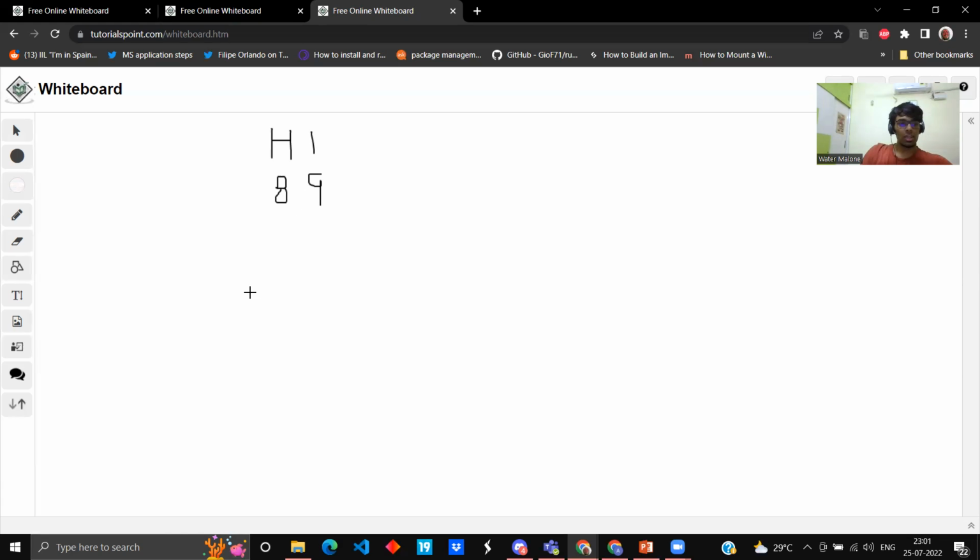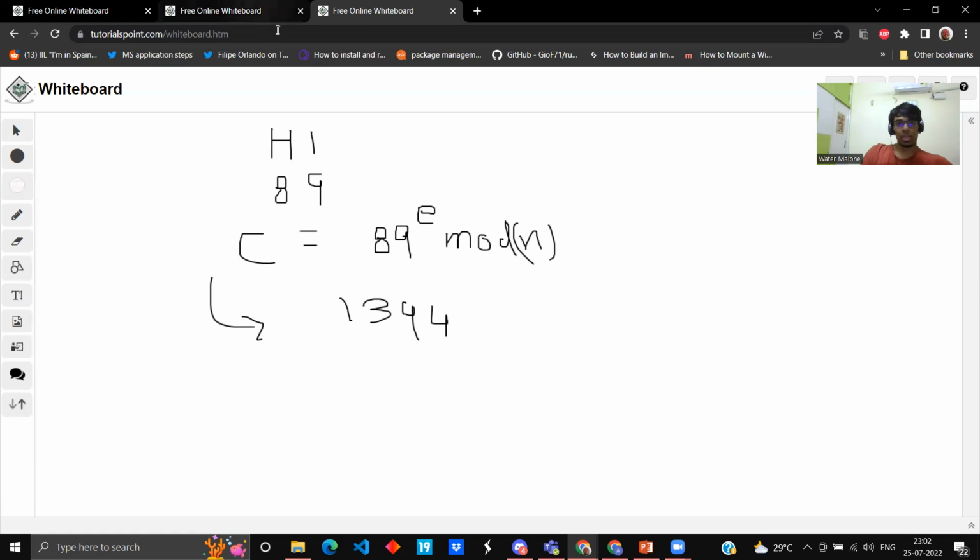So the encrypted data that you send now, c, is going to be the message that you've taken, 89, to the power e, mod n. All right. So after you compute this value, it comes to 1394. If you take 89 to the power 3 and take the modulus of that with the number n that we had here, 3127, then you get this value.